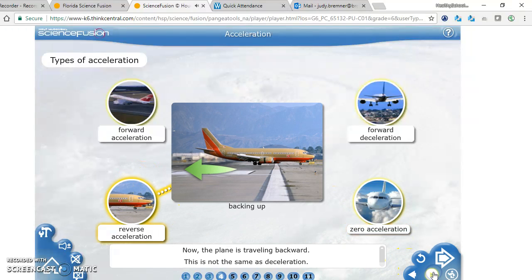Now, the plane is traveling backwards. This is not the same as deceleration. The plane is traveling at a greater velocity as it backs up than it did when it was parked at the gate. So here we have another example of positive acceleration, which just happens to be in reverse.